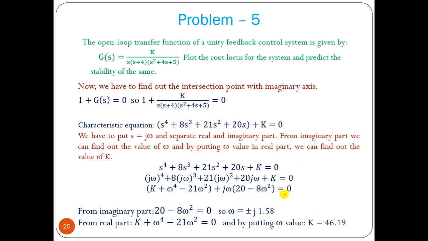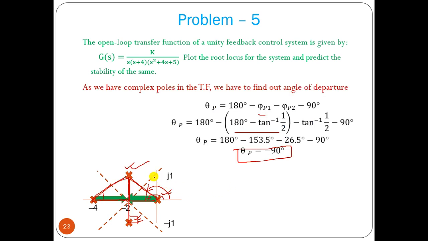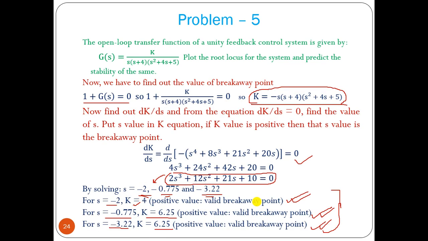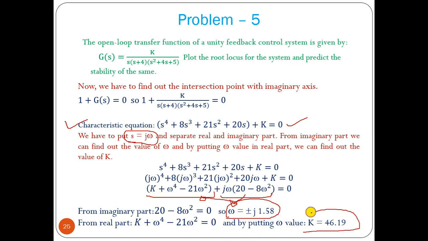Now we can find out the intersection point with the imaginary axis, because these two asymptotes intersect with the imaginary axis, so the root locus must intersect with the imaginary axis. So what you have to do, you have to form the characteristic equation 1 plus G equal to 0. In that equation you have to put s equal to j omega. Okay, separate the imaginary part and real part. From the imaginary part we can find out the value of omega. Put the omega value in the real part, make it equal to 0, and we can find out K. Okay, so that is the problem.